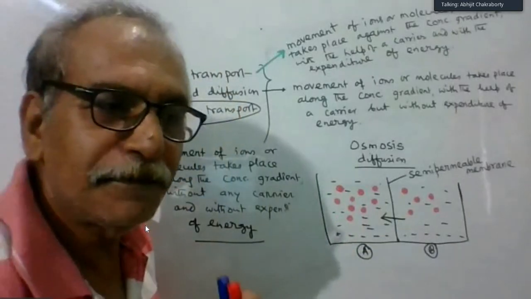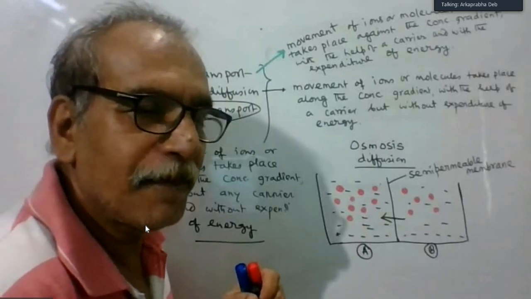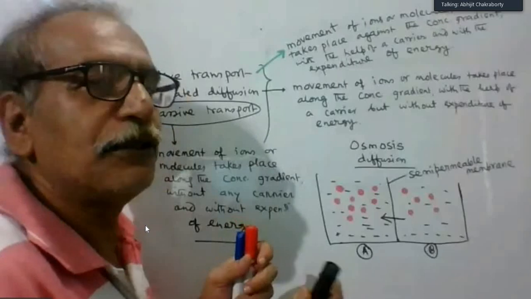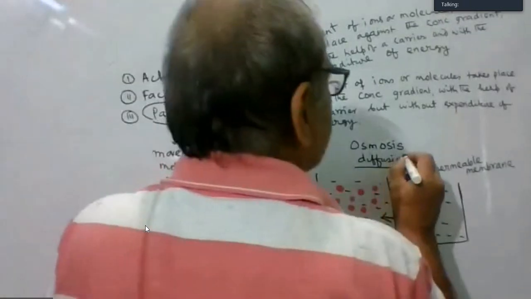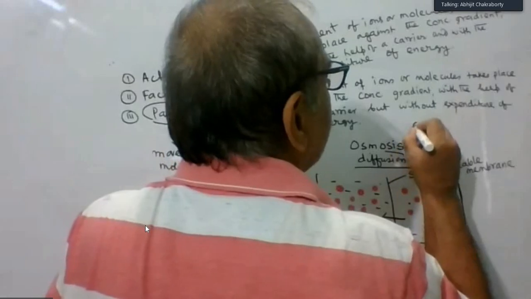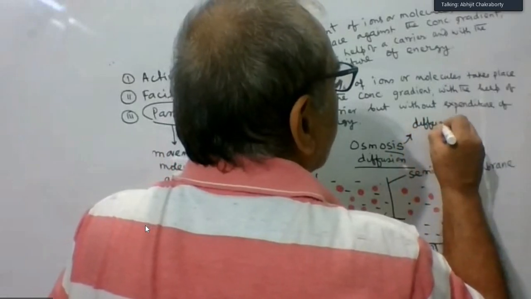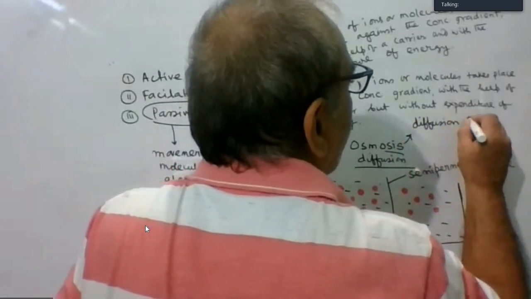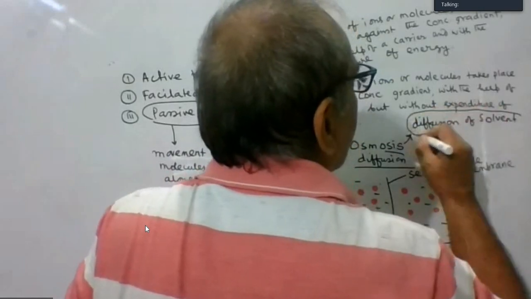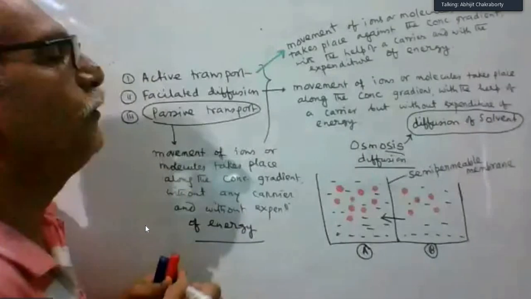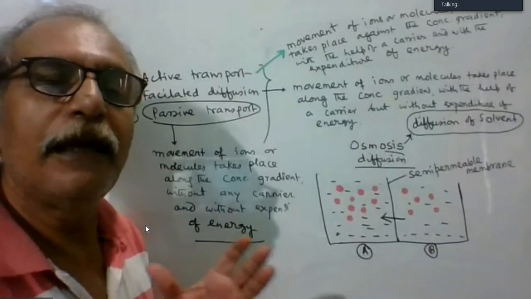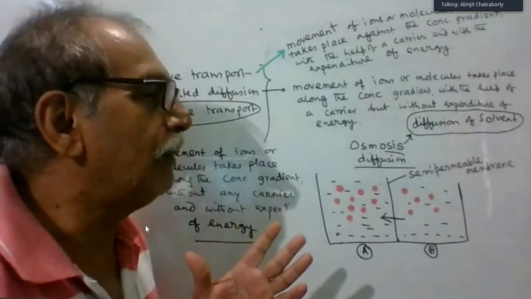Yes, sir. And then this is called osmosis. Clear? And osmosis may be termed as diffusion of solvent. It is called diffusion of solvent.